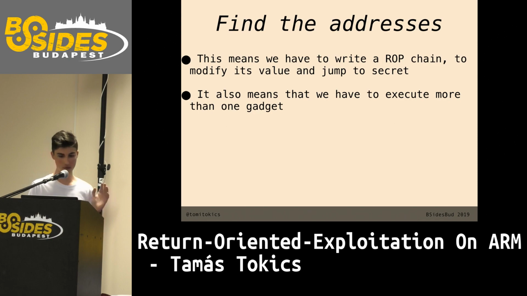I actually placed it directly in the data section anyway. So this means that we have to write a ROP chain to modify the check value and then jump to secret with the check holding the correct value. And once again, note that it also means we have to execute more than one gadget.